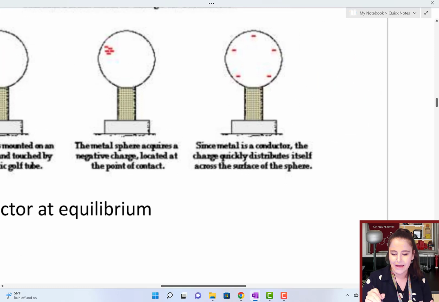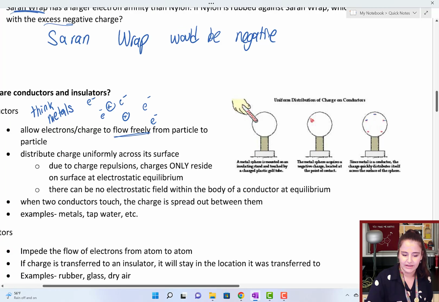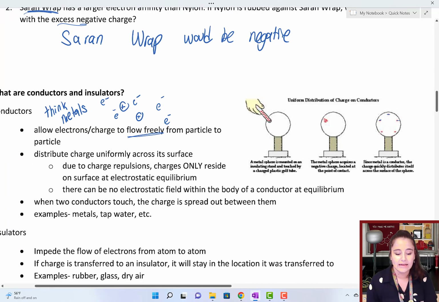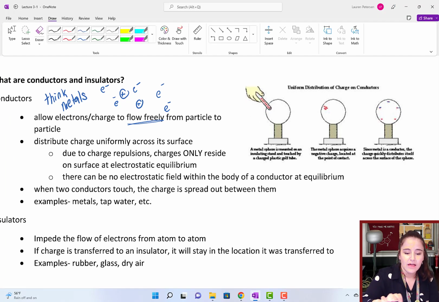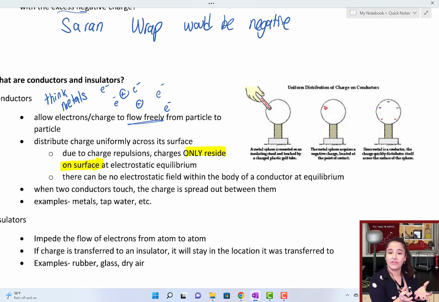For example, in this metal, the charge will spread out all along the surface because it's a conductor and it can move. Now, because everything repels each other, that charge will repel and only reside on the surface. So if you have a big metal sphere, all of the charge is going to be on the outside of that sphere, meaning no net electric field in the middle. Now, when two conductors touch, that charge gets spread out between them like it was just one conductor. And just think metals, tap water is very conductive, things like that.